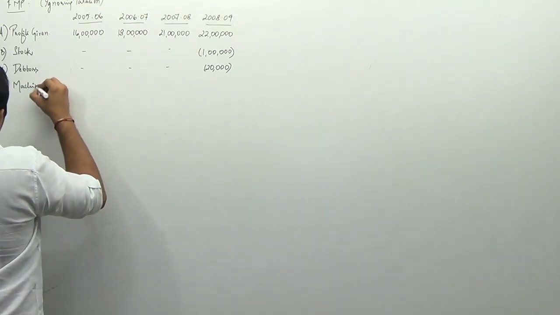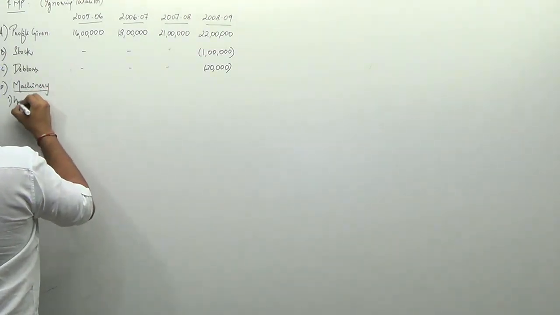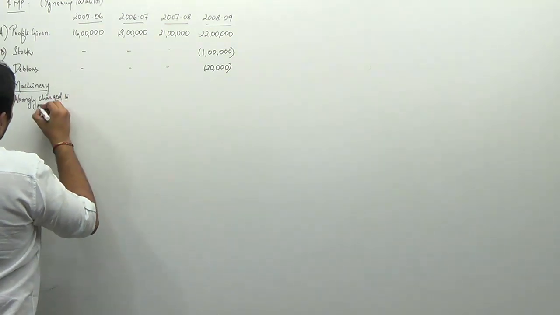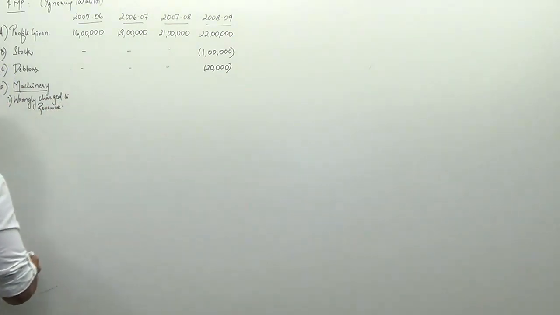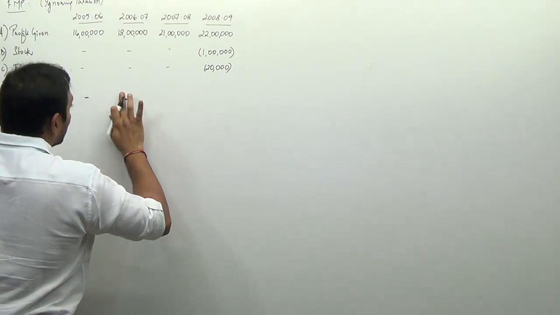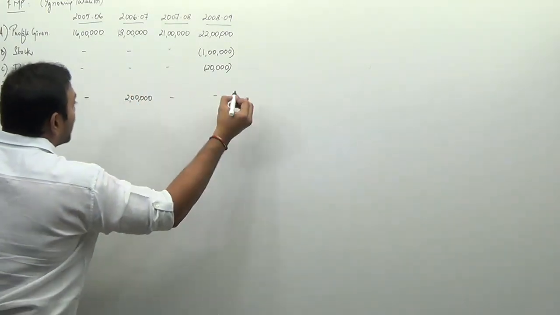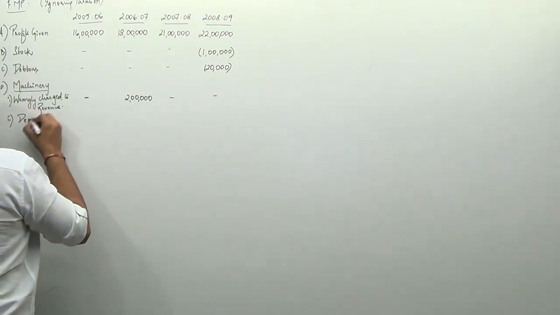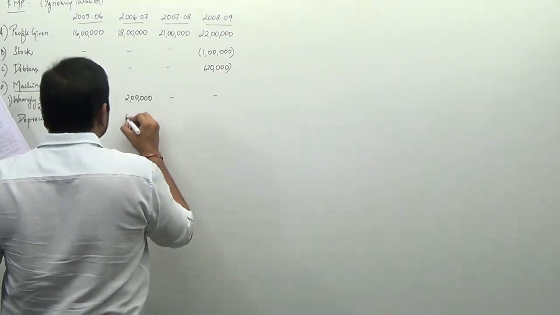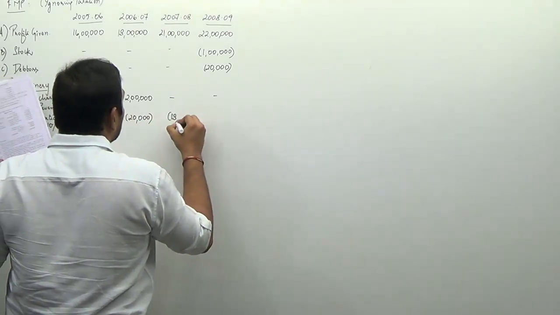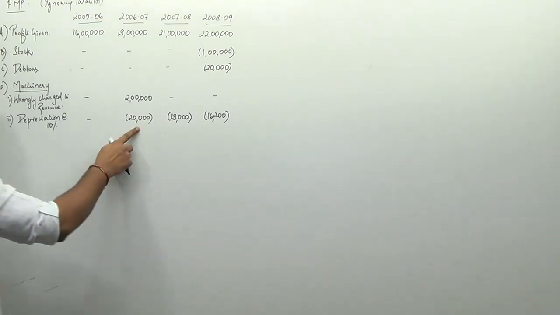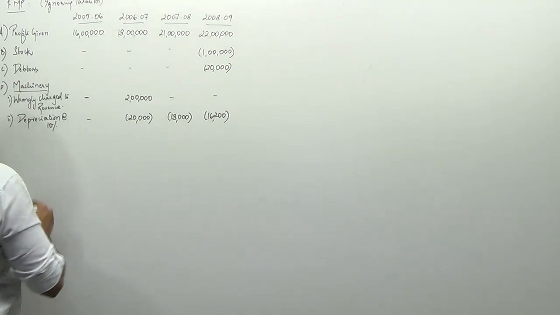Machinery wrongly charged to P&L, or as they call it, wrongly charged to revenue. Which year? 2006-07, the second year. What is the cost? 2 lakhs. Increase the profit by 2 lakhs, because you must have reduced it when you charged it to P&L. Now what we need to reduce is the amount of depreciation on this. The depreciation rate is given to us as 10% on WDV basis. I'll start with the first year itself. Reduce by 20,000, then 18,000, then 16,200. These are the depreciation impacts on the machinery. 20,000 minus 10% is 18,000, and 18,000 minus 10% is 16,200.